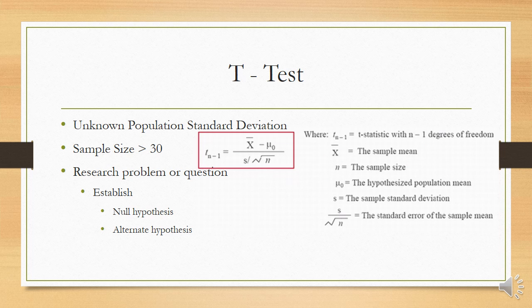So here is the formula for a t-test with a single sample. And again, most of the prerequisite terms were discussed because of this, because in order to calculate t, you need to know the degrees of freedom, the sample mean, the sample size, the population mean, the sample standard deviation, and the standard error of the sample mean. You also need to research the problem or question and establish a null hypothesis and an alternate hypothesis.